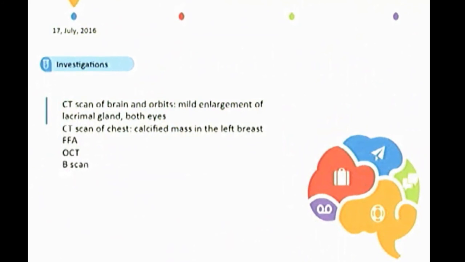We ordered a CT scan of the brain and orbits, which showed enlargement of both lacrimal glands, and the CT scan of the chest showed an incidental finding of a calcified mass in the left breast. I'll show you the FFA, the OCT, and the B scan that we ordered. I think now the situation is getting more complicated, right? A lot of things are coming up on the CT scan, in the chest and in the brain. So we have lacrimal gland enlargement. So we have these two red flags as well as the positive PPD to think about.